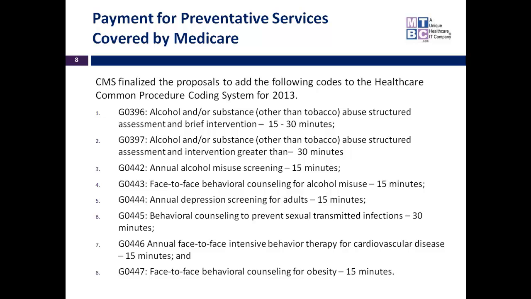Here we have the CMS finalized the proposals to add the following codes to the Healthcare Common Procedure Coding System for 2013. G0396 and G0397 are alcohol and/or substance abuse structured assessments and interventions. This is, as you can see, other than alcohol. The 396 being the shorter one, 15 to 30 minutes, and the 397 being the longer, more involved one at 30 minutes. G0442 is the annual alcohol misuse screening. This is, again, a preventative annual once-a-year thing, quick 15 minutes just to educate your patients more.